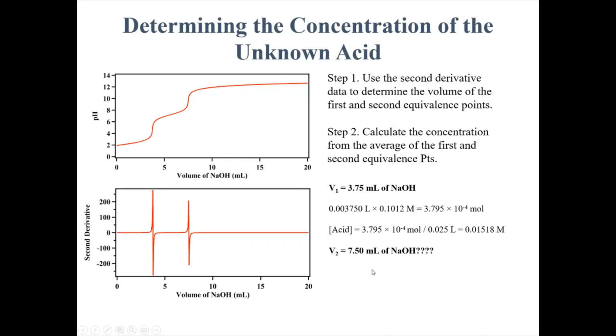So we have to do a little bit of thinking here. What we're doing is, in the first equivalence point, we're titrating the first proton. So this volume is required to titrate the first proton. Then we kind of start over again, and from this point forward, we titrate the second proton.